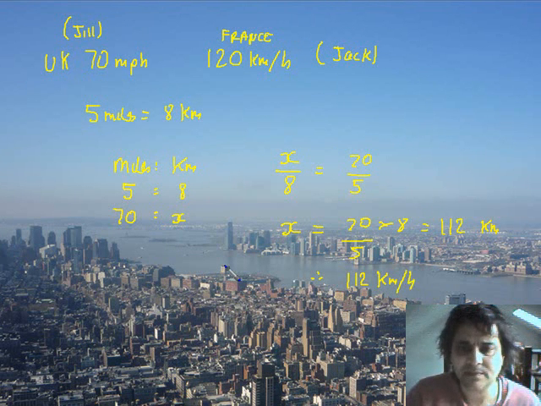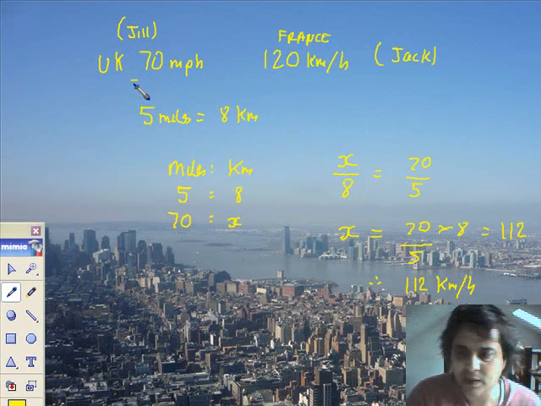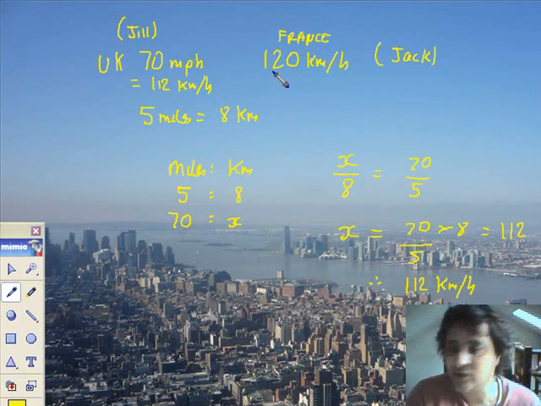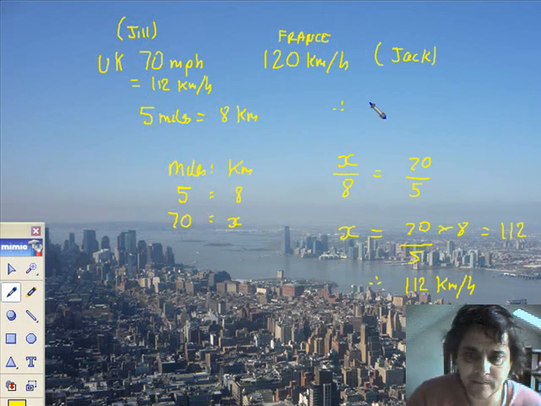Which is faster? Well, that equals 112 kilometers per hour. We can see that that's less than the 120 kilometer limit in France. Therefore, we can conclude here. Who is correct? Therefore, Jack is correct.